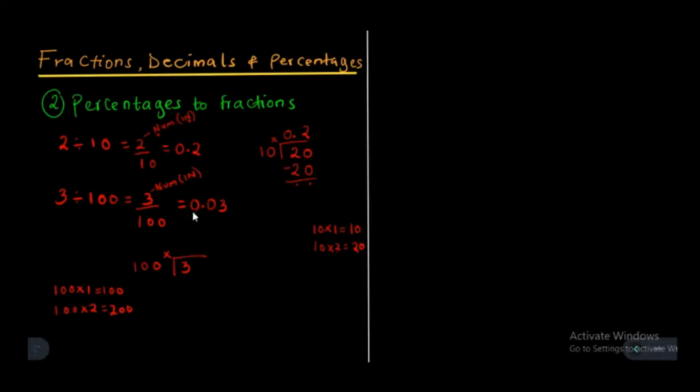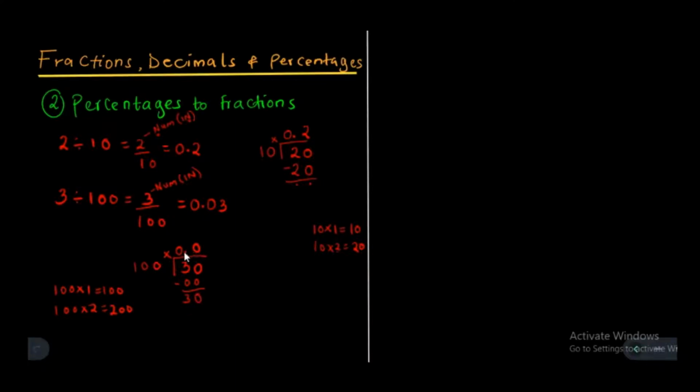So I do what I did in the first example. I put a 0 at the top and put a point. This point allows me to add zeros. So I'll add a first 0. Then I ask myself again, 100 goes into 30 how many times? Is there any number less than 30 in the 100 times table? No, so it goes 0 times. Remember, 100 times 0 is 0. So I'll put a 0 right there, and then I will subtract.